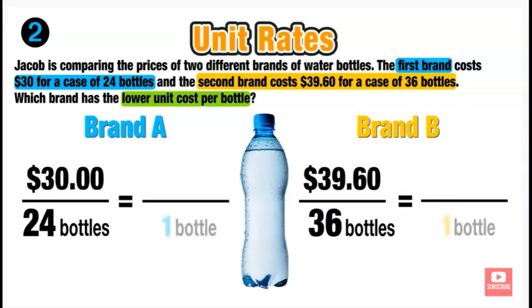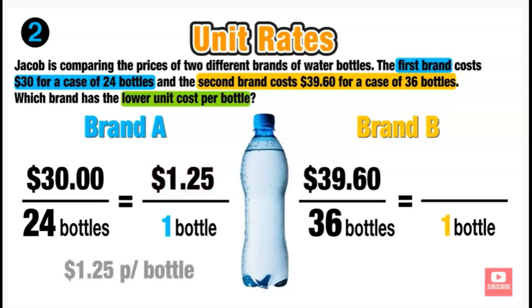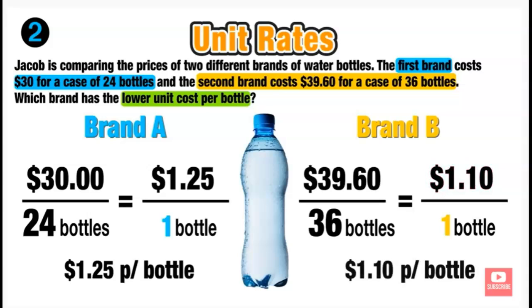We can use our knowledge of unit rates to figure out the price per bottle. For brand A, 30 divided by 24 is equal to 1.25, or $1.25 per bottle. For brand B, $39.60 divided by 36 is equal to 1.10, or $1.10 per bottle. Comparing these unit rates, we can see that brand B is the better deal since it costs 15 cents less per bottle than brand A.